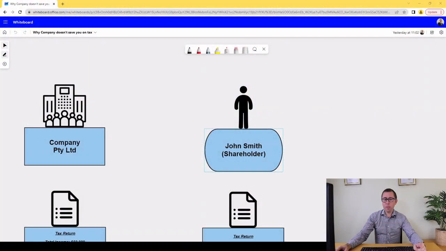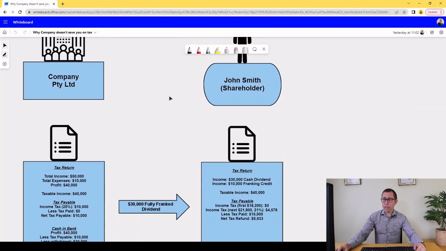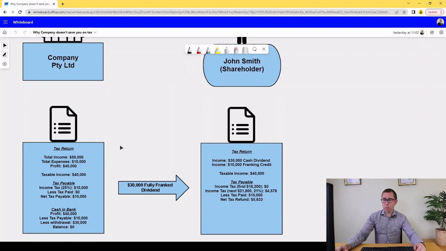In this example, we've got a company and a shareholder, John Smith. If we scroll down, we've got the transactions, so we can see why there is no savings for tax. And this is the reality for a lot of small businesses that operate through a company, or for those that are looking to set up a company, this may provide some insight on how it works. So the company, pretty straightforward.